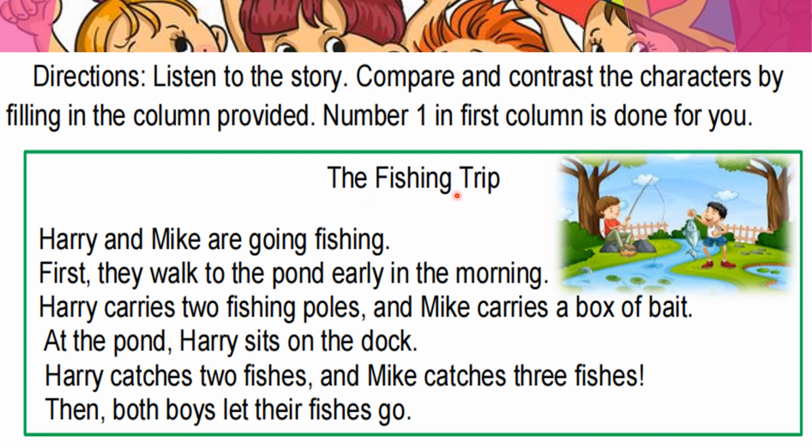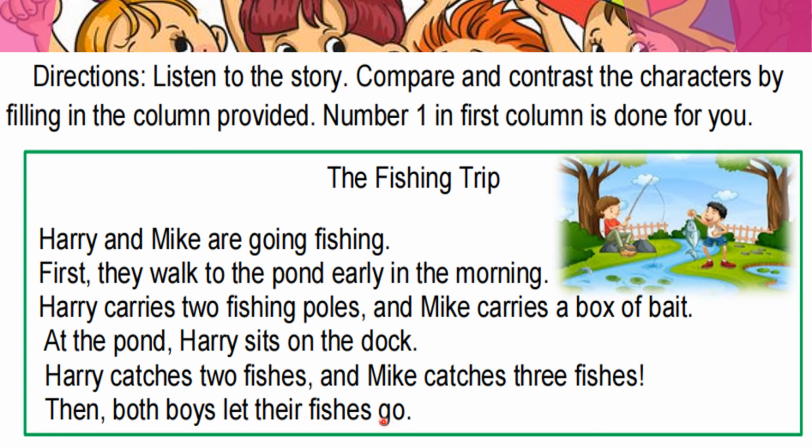Okay, here. The Fishing Trip. Harry and Mike are going fishing. First, they walk to the pond early in the morning. Harry carries 2 fishing poles and Mike carries a box of bait. At the pond, Harry sits on the dock. Harry catches 2 fishes and Mike catches 3 fishes. Then both boys let their fishes go.